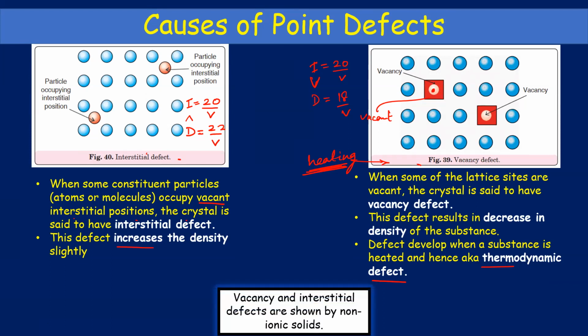Now, vacancy and interstitial defects are only defined for non-ionic solids. So these are not for ionic solids. We will learn right after this what the point defects for ionic solids are. When you read NCERT, you will be confused because you see interstitial and vacancy, and then similar types of defects shown again. So please remember, interstitial and vacancy are for non-ionic solids. There will be similar types of defects in ionic solids, and they will have different names.